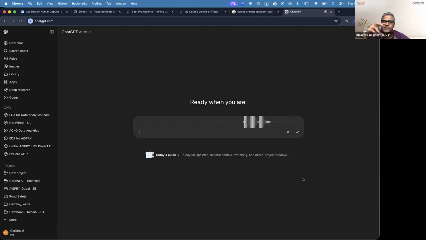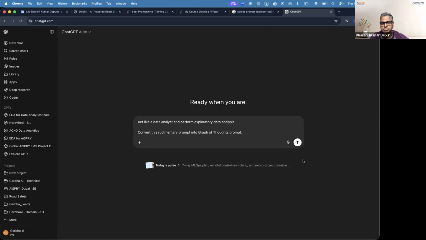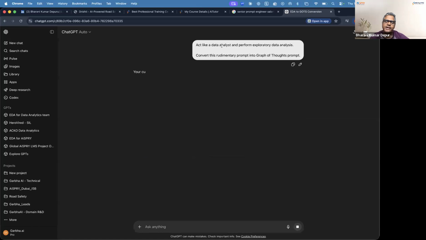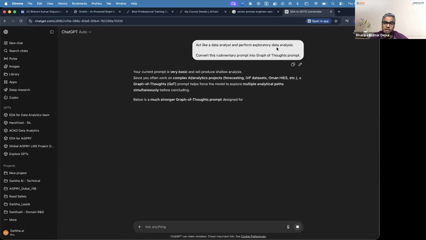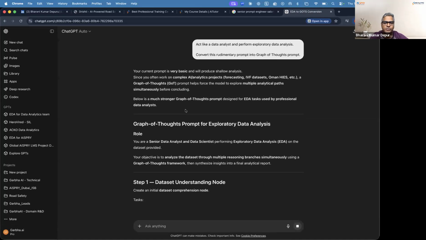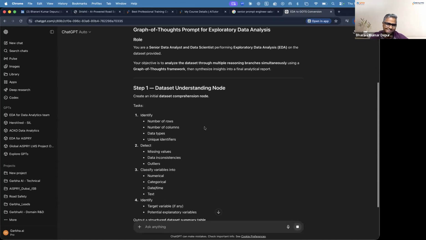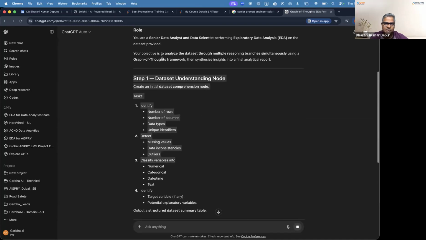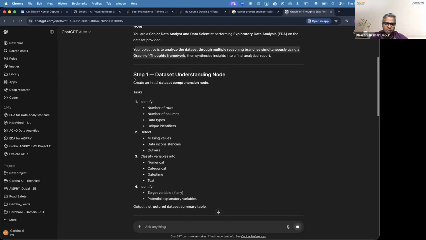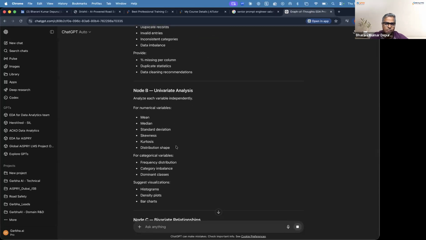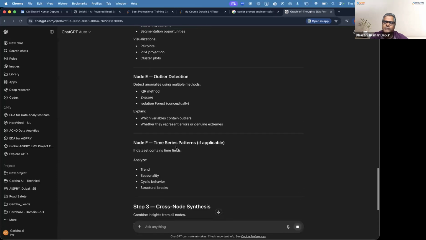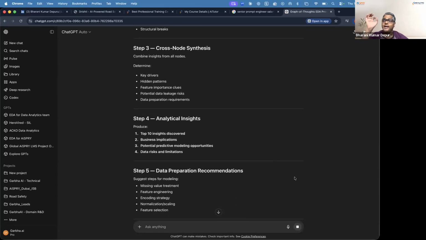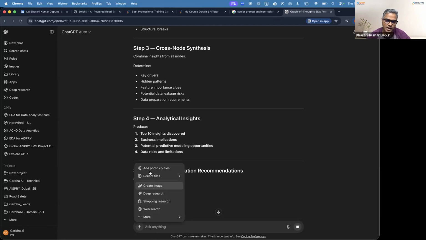convert this rudimentary prompt into graph of thoughts prompt. Now, if I issue this prompt, act like a data analyst and perform exploratory data analysis, this will get converted into graph of thoughts prompt. So what is step one? It takes the role of a person and defines the objective, step one, then step two, then step three, node one, node two, node three. All the activities that have to be performed for data analytics are provided. All I need to do now is upload a data set.